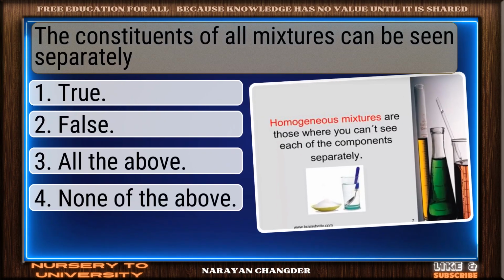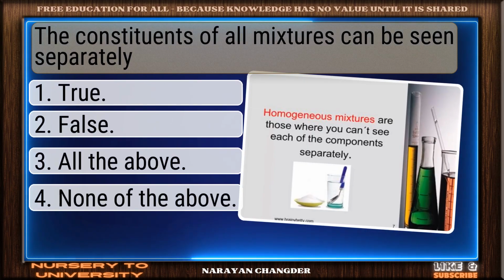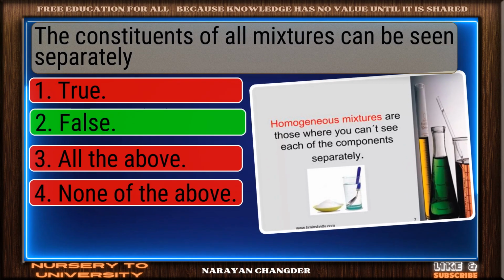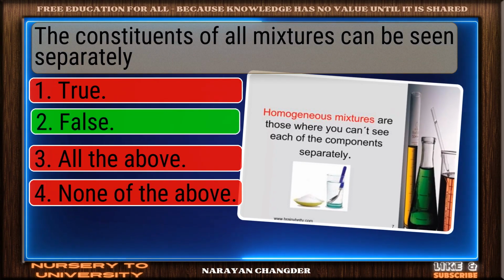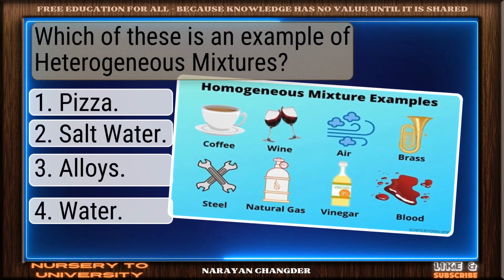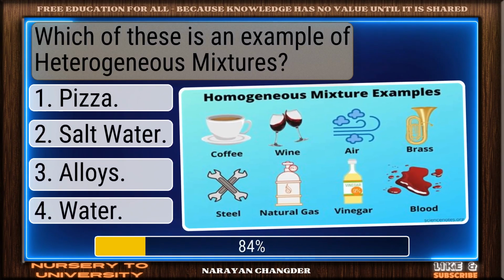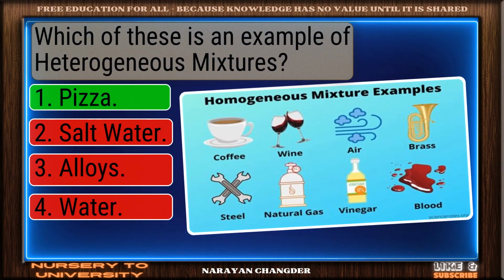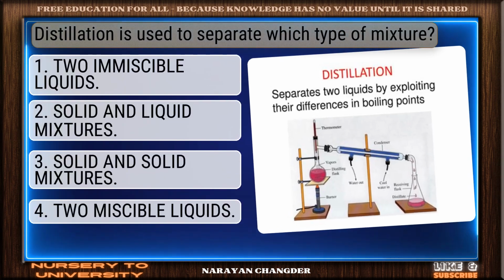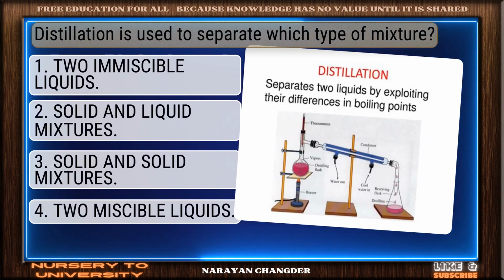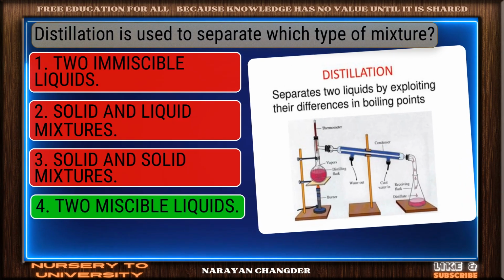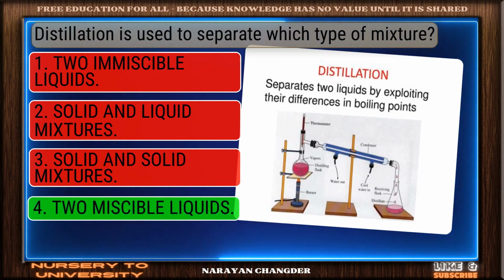The constituents of all mixtures can be seen separately. Smart pick. False is the correct choice. Which of these is an example of heterogeneous mixtures? Clear logic. Your choice pizza is sound and 100% true. Distillation is used to separate which type of mixture? Well reasoned. Two miscible liquids is the correct choice.